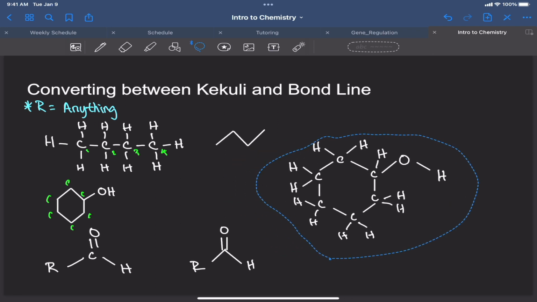But now we've successfully converted between them, okay? Everything that is implied in bond line is left implied. Everything that is necessary, so that hydrogen in the aldehyde is necessary and is part of the functional group, so we must draw it. All right, hopefully that makes sense now. We'll move on.